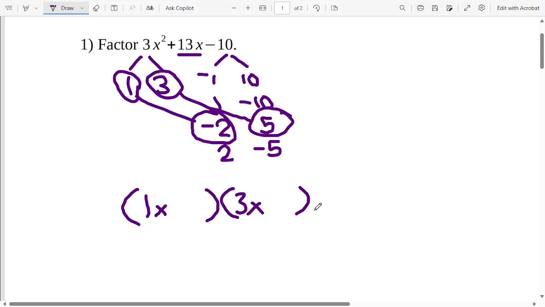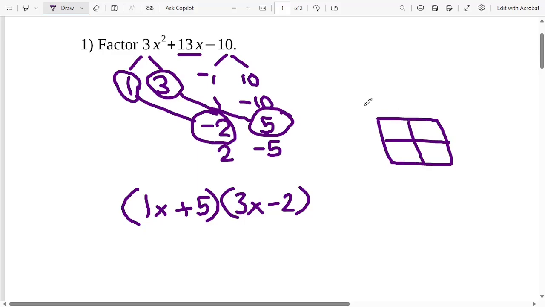Now, we want to do this so that the 3x multiplies by the 5. So we have to put the plus 5 here because the 3x is an inner term. If you're thinking FOIL, for instance, we multiply the inner terms together. Likewise, I want to get the 1x multiplied by negative 2. 1x would be an outer term, so I'd put the minus 2 here. Okay, I think this is my solution, but we should check using the Punnett square or FOIL or double distribution, whatever you want. I'm going to use Punnett square.